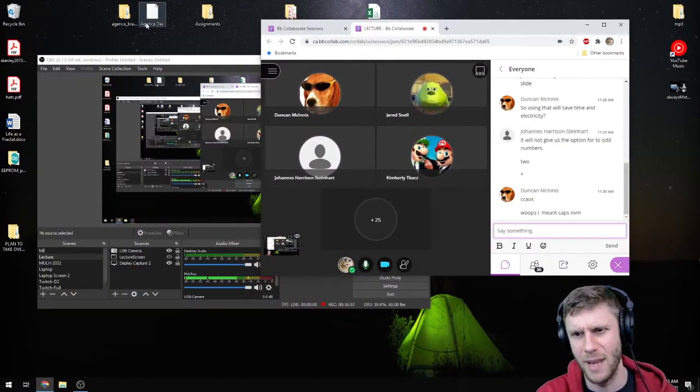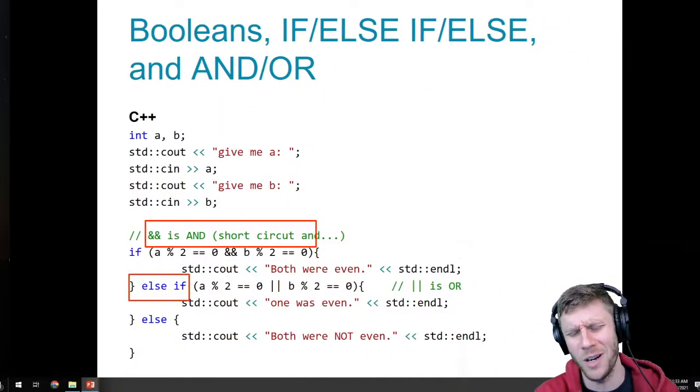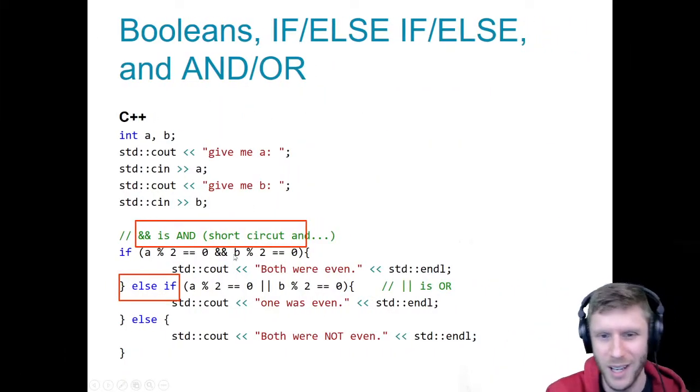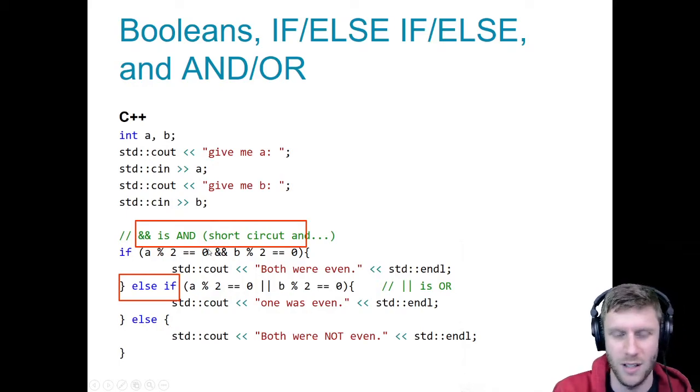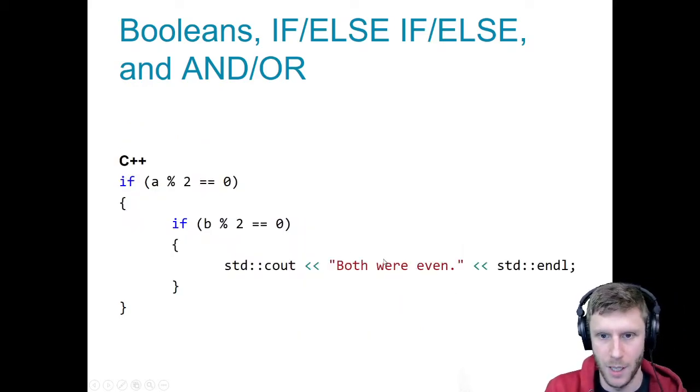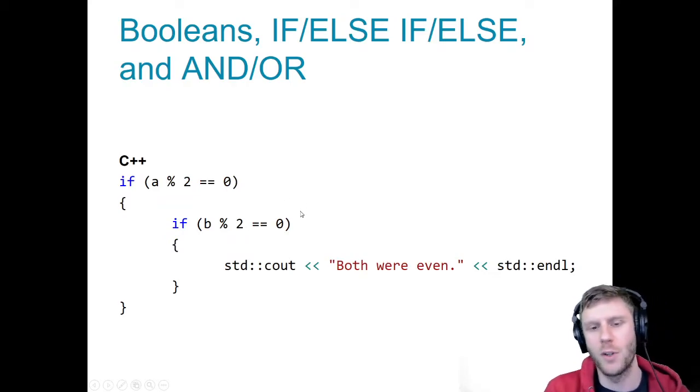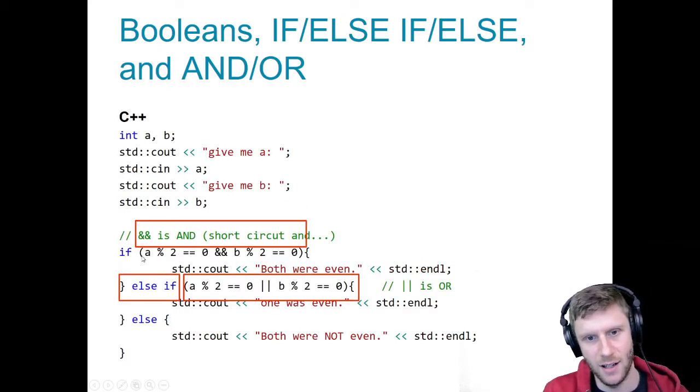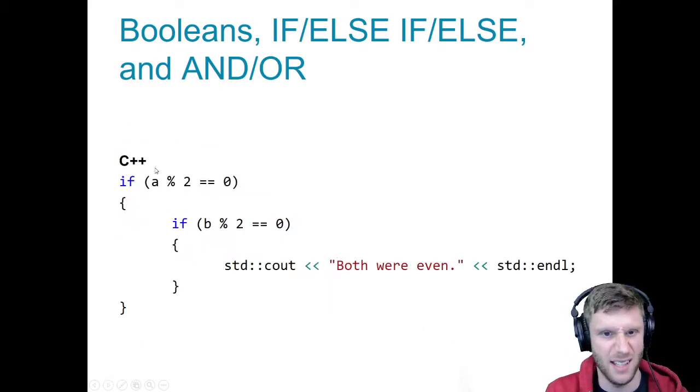Hopefully that makes sense. And if it doesn't make sense, don't worry about it. Not overly important. 99 times out of 100, you're going to want just double ampersands, double pipes. Oh, and of course, like I've got an and here. If A mod 2 is 0 and B mod 2 is 0, I could just nest these things as well to effectively do the same thing.